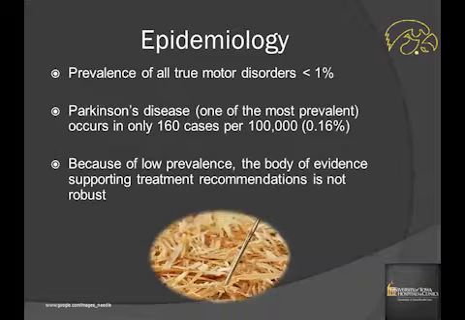So as I mentioned, I think the epidemiologic data is important. In fact, the prevalence of all true motor disorders is actually very small compared to some of our other disease states. So only less than 1% of patients are affected by true motor disorders. And Parkinson's disease, which is actually one of the most prevalent movement disorders, occurs still relatively rarely. And that's only 1 in 160 cases per 100,000 people, which is well less than 1% of the population. Because of the low prevalence, unlike a lot of our disease states that we talk about, so things like cardiovascular disease, things of that nature, we really don't have a large body of evidence that supports the treatment recommendations that we have for really any of these movement disorders.